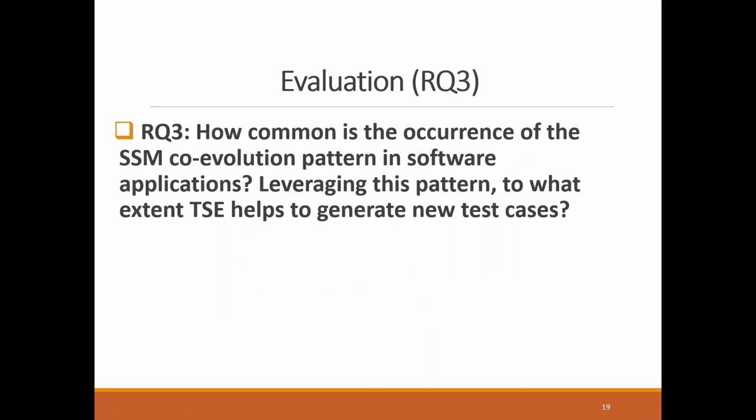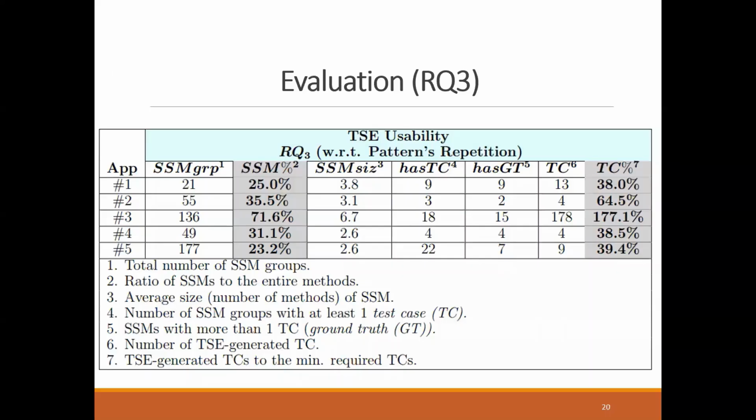Our third research question was, how common is the occurrence of the structurally similar method co-evaluation pattern in software applications? Leveraging this pattern, to what extent does TSC help to generate new test cases? Here we can see the evaluation of our research question 3. We can see the total number of groups of structurally similar methods, and the average size of structurally similar methods inside each group.